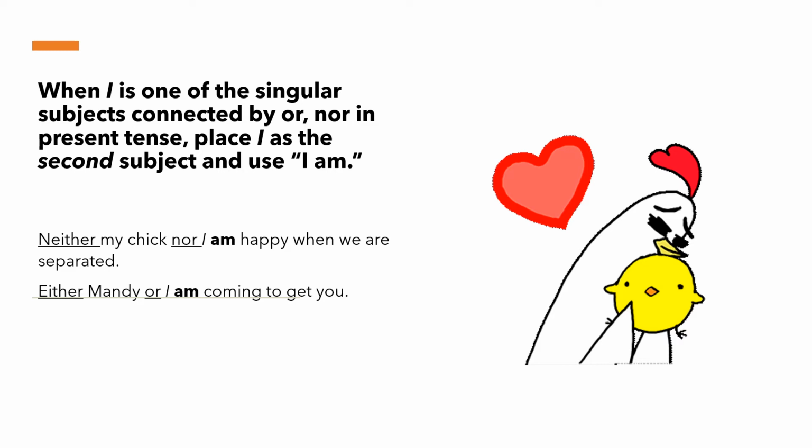One more example. Either Mandy or I am coming to get you, okay? Two singular subjects, Mandy and I. They're joined by or, and so I put I in the second place because I'm being polite, using that etiquette my mom and dad taught me. So the other person goes first, I am last. What agrees with I? It's am. Okay, that's simple.